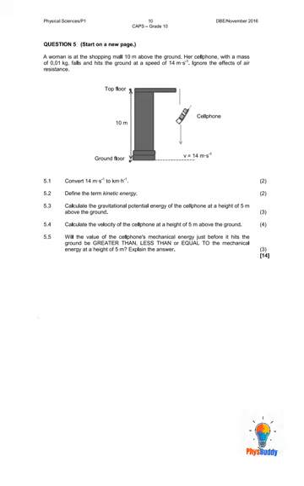We're looking at a mechanical energy question from the grade 10 November 2016 examination. A woman is at the shopping mall 10 meters above the ground. Her cell phone with a mass of 0.01 kilograms falls and hits the ground at a speed of 14 meters per second. So here at the bottom, the speed is 14 meters per second. The mass of the cell phone is 0.01 kilograms.